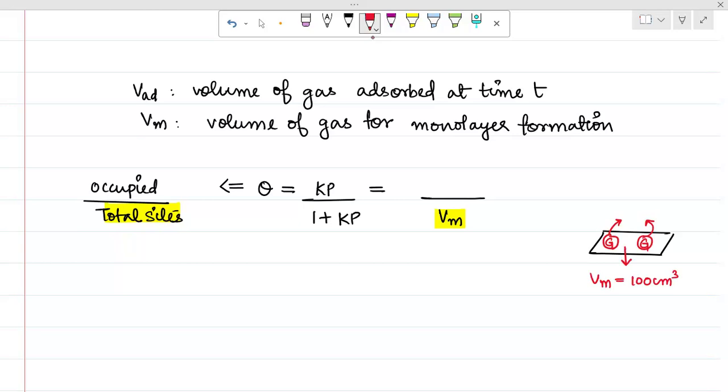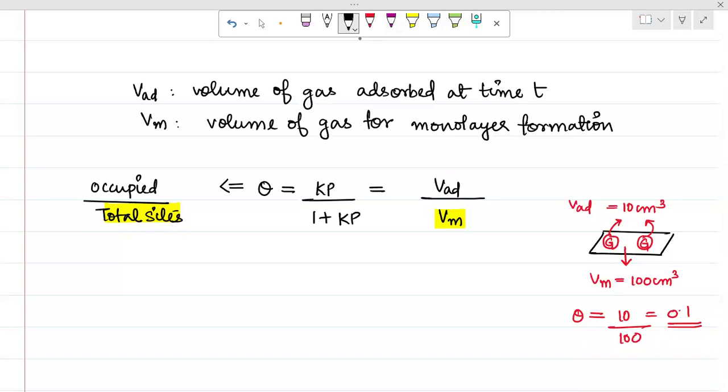And when you have just two moieties, the volume corresponding to the two moieties is 10. So I can write the extent of adsorption as 10 by 100, which is equal to 0.1. Or I can write it as VAD, the volume corresponding to the gases which are already adsorbed, by Vm, is equal to theta. I hope that is understood. So theta can be written as VAD by Vm.